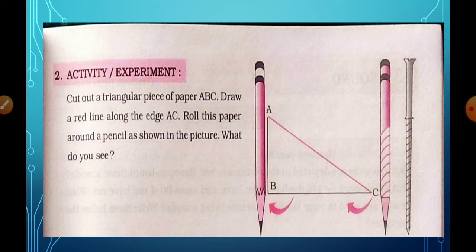Then the last one, an activity or experiment. Do it at home, keep it with you. Cut out a triangular piece of paper ABC. Draw a red line along the edge AC. Roll the paper around the pencil as shown in the picture. What do you see? Already when I explained the lesson, I told you, so you can do it at home easily. This is an experiment. This is a time pass too. So do it at home. Okay.